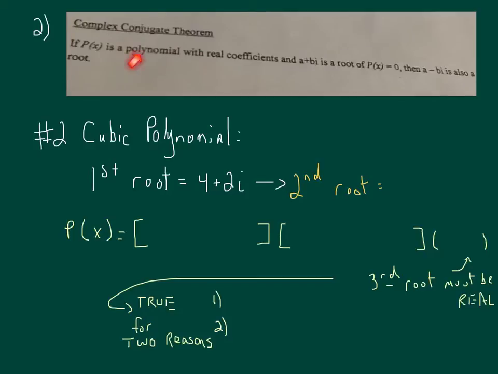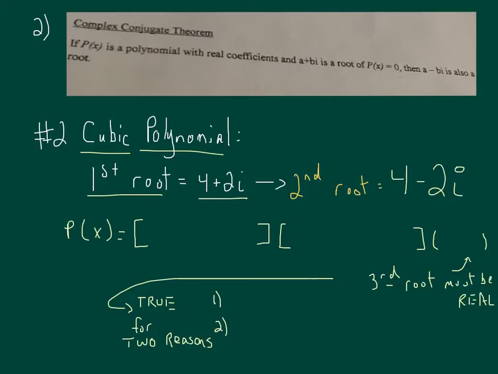All right, the second theorem we're going to talk about is the complex conjugate theorem. If p of x is some polynomial with real coefficients and a plus bi is a root when the function is equal to 0, then with a plus bi as a root, you also have a minus bi as a root. So for instance, in this first example, it's a cubic polynomial. The first root is 4 plus 2i. Well, if 4 plus 2i is a root, that's right, you guessed it, his buddy is 4 minus 2i. Those complex numbers, they're kind of insecure. They always have to have a buddy with them.